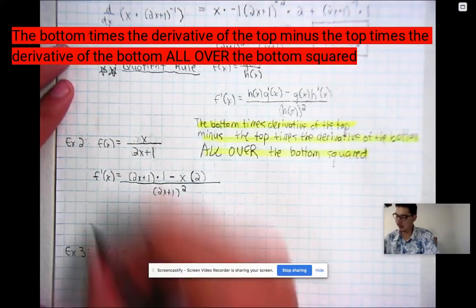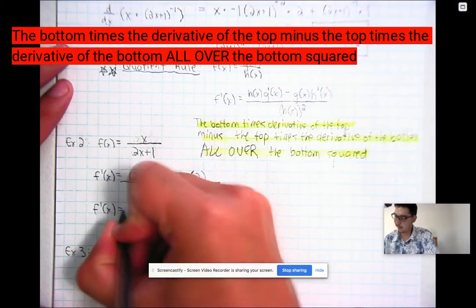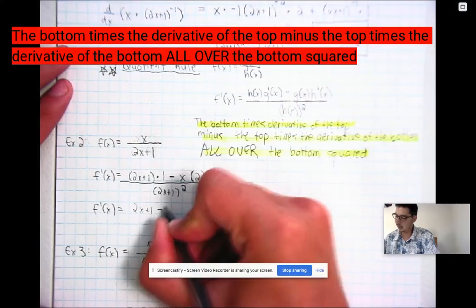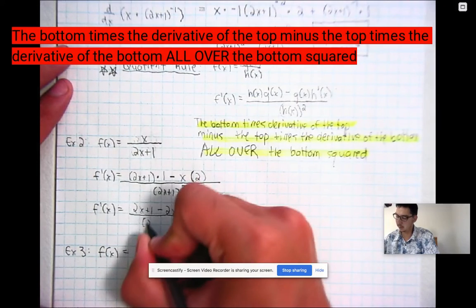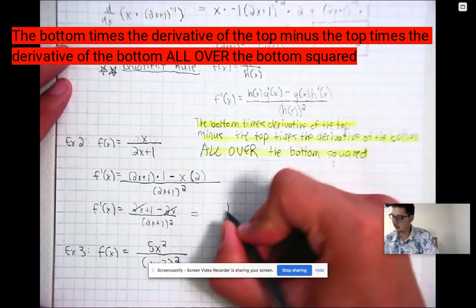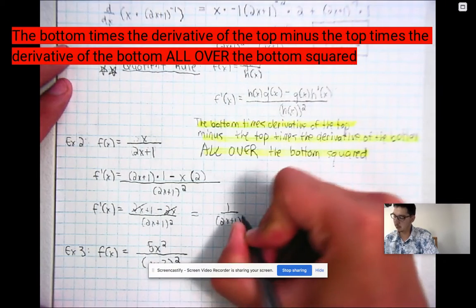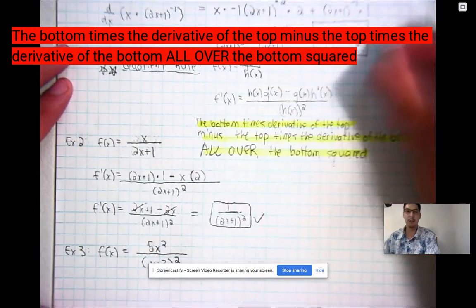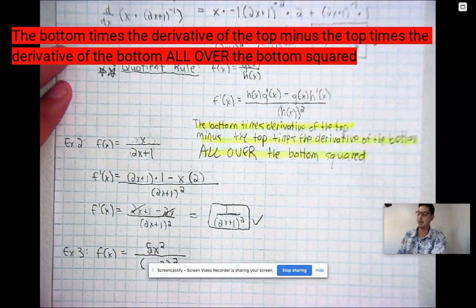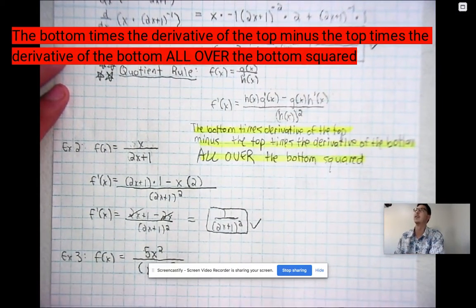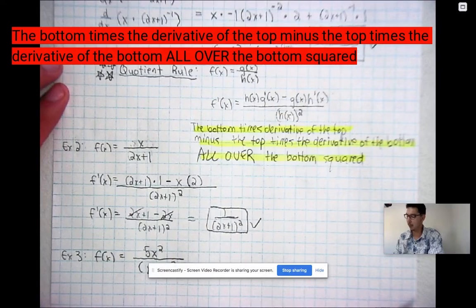Okay. Simplifying this, we have the derivative is equal to, well, that just makes 2x plus 1 minus 2x over 2x plus 1 squared. And if you simplify that, you also get 1 over 2x plus 1 squared. The same thing we got previously by breaking up as a product of two functions. Yeah, that's right. Okay, awesome.